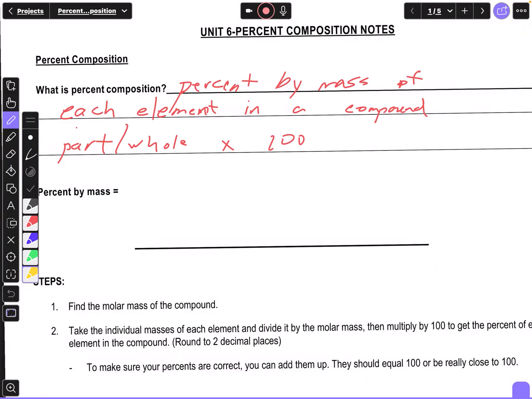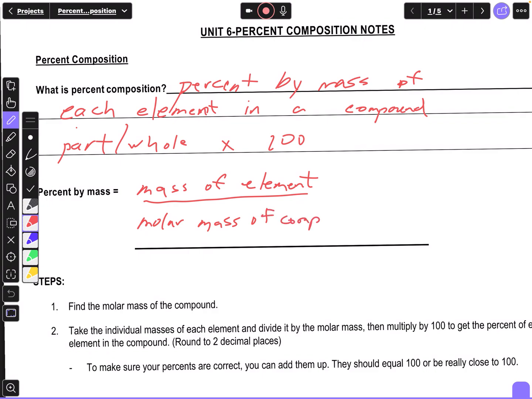So, percent by mass, the equation for that is going to be the mass of the element in a compound divided by the molar mass, which is the total mass of the compound, and then you multiply that by 100, and that would give you your percent of each element in the compound.